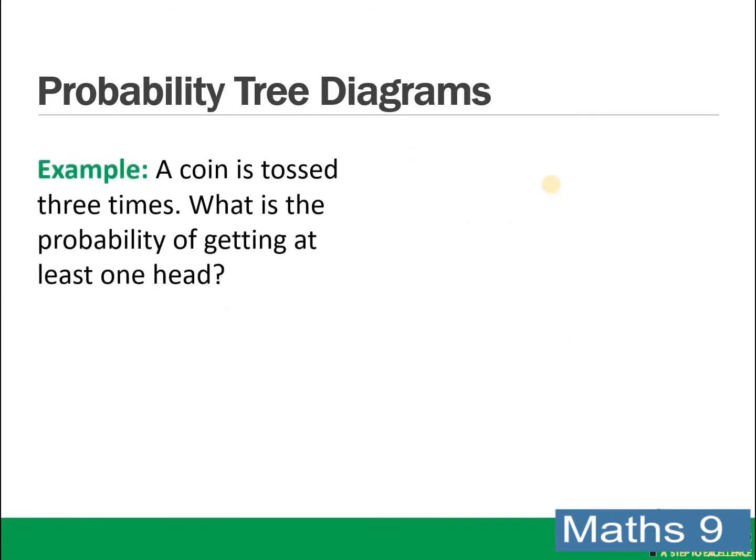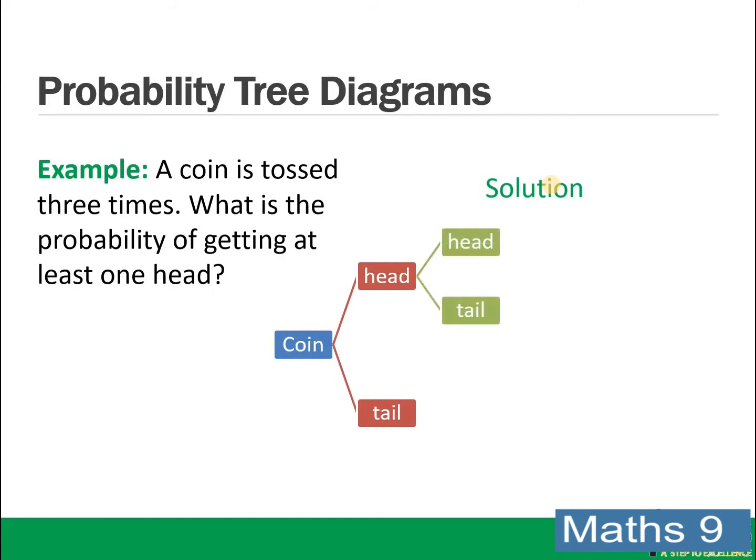Here's another example. A coin is tossed 3 times. What is the probability of getting at least one head? Again, let's draw a tree diagram. Here's the first coin. It's either a head or a tail. Then, here's the second coin. It's either a head or a tail here, and then either a head or a tail here.